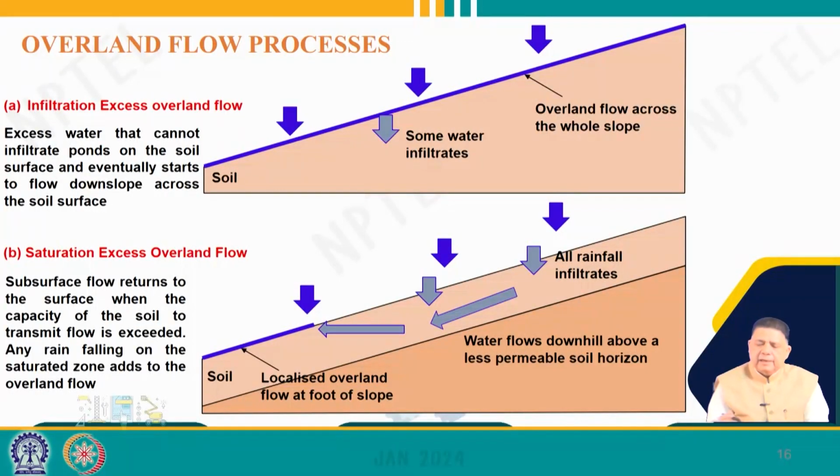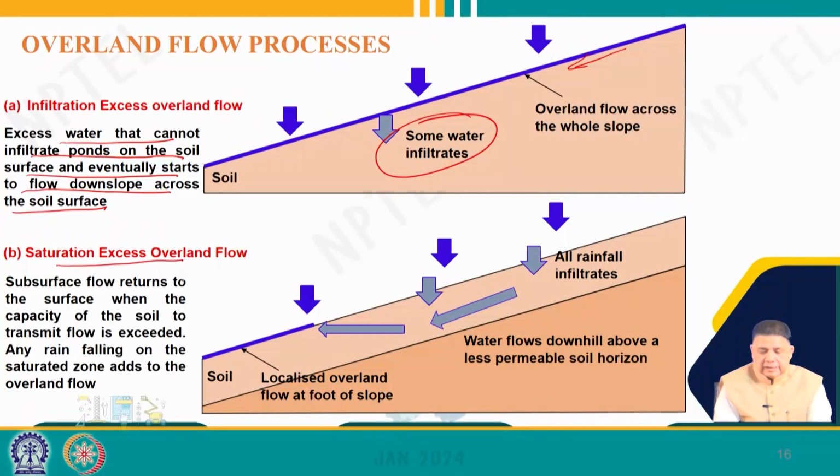So, this is the pictorial view of the two, that is, the first one is infiltration excess overland flow. So, excess water that cannot infiltrate ponds on the soil surface and eventually starts to flow down slope across the soil surface. So, here precipitation is occurring and of course, some water infiltrates and then as a thin layer it starts moving on the soil surface.